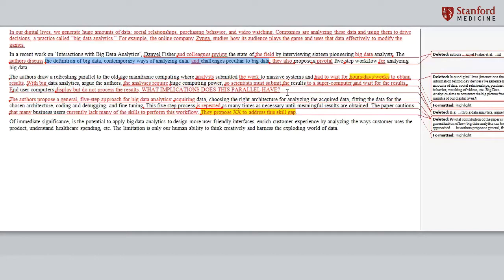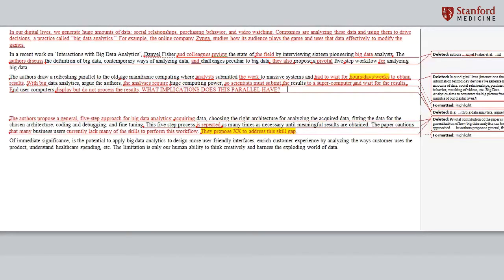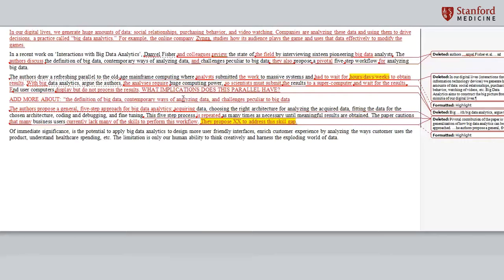So I'm going to actually ask the author to add a paragraph here that addresses the things that we've been told are in this review paper. So tell me something about, maybe you don't need to define big data, but tell me something about the challenges and the contemporary ways of analyzing data. Have a paragraph that addresses that, because we've been set up to be told that the review paper contains this. So give me something about that, and then give me the 5-step approach. So we need another paragraph here that adds those details.